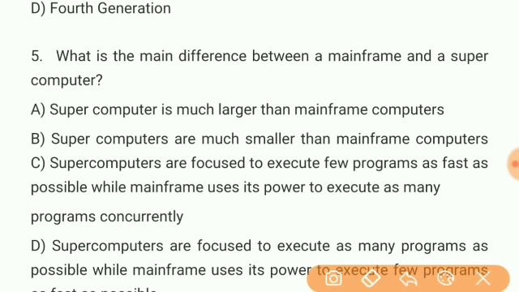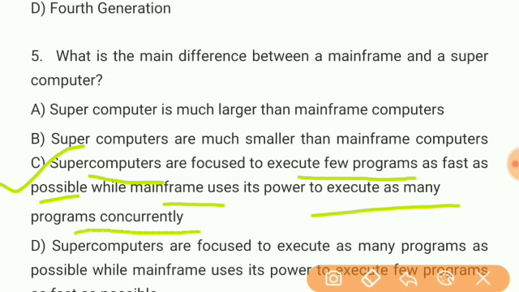What is the main difference between a mainframe and a supercomputer? The basic difference between the mainframe computer and supercomputer is, C is the correct answer: supercomputers are focused to execute few programs as fast as possible, while a mainframe uses its power to execute as many programs concurrently. With the help of supercomputers, we can execute only a few programs, and these programs are executed very, very fast.